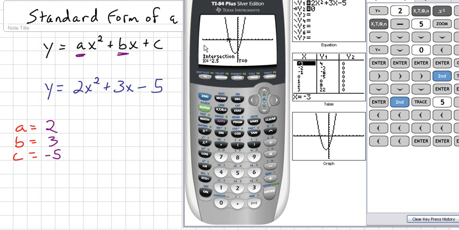So that's a technique I can use after I graph the parabola or the quadratic equation: I can find where it crosses the x-axis by graphing another line at y equals 0 and using my intersect key to find those two locations.